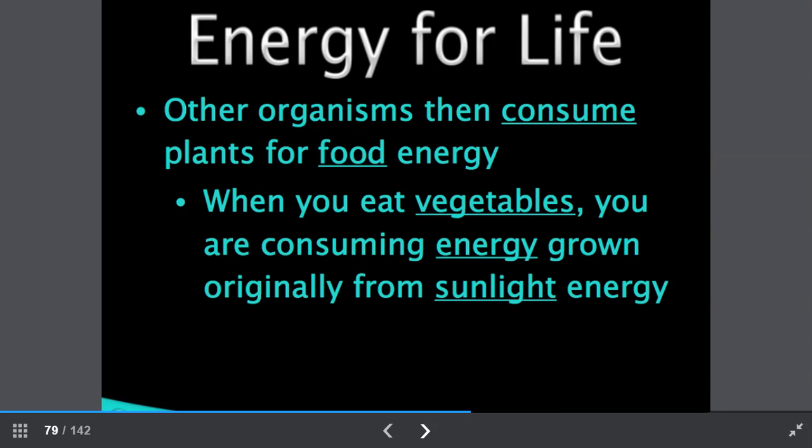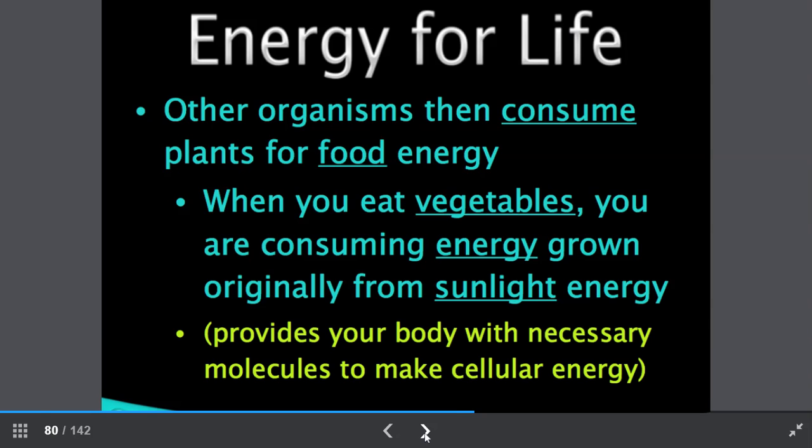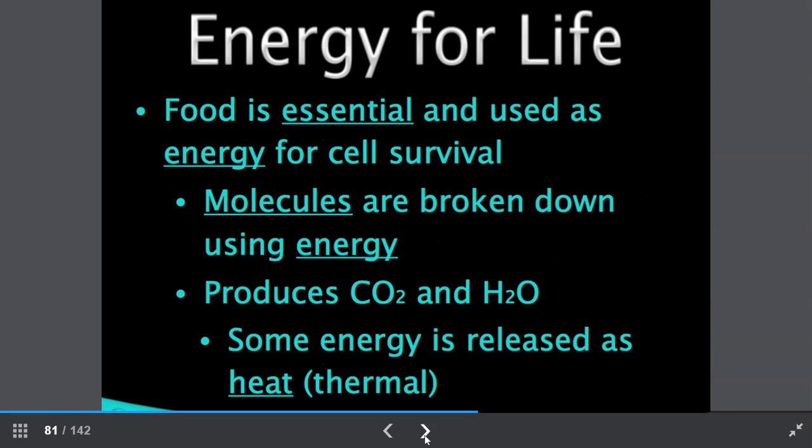When you eat vegetables, you are consuming energy grown originally from sunlight energy. This provides your body with necessary molecules to make cellular energy. Food is essential and used as energy for cell survival. Molecules are broken down using energy, and carbon dioxide and water are produced. Some energy is released as heat.